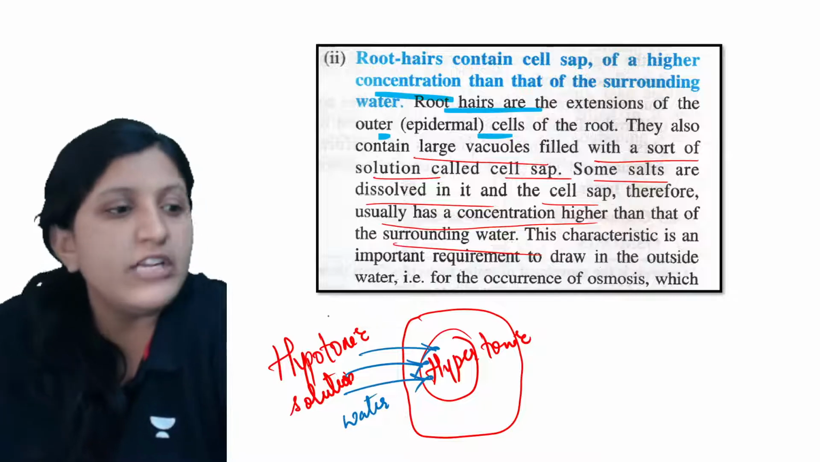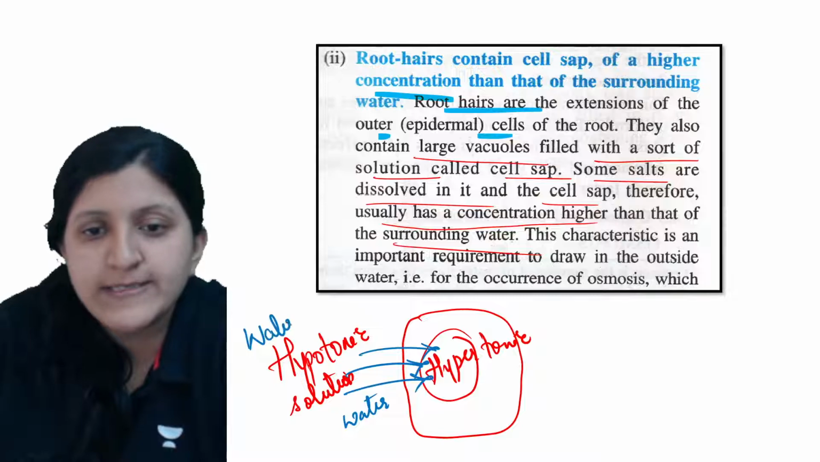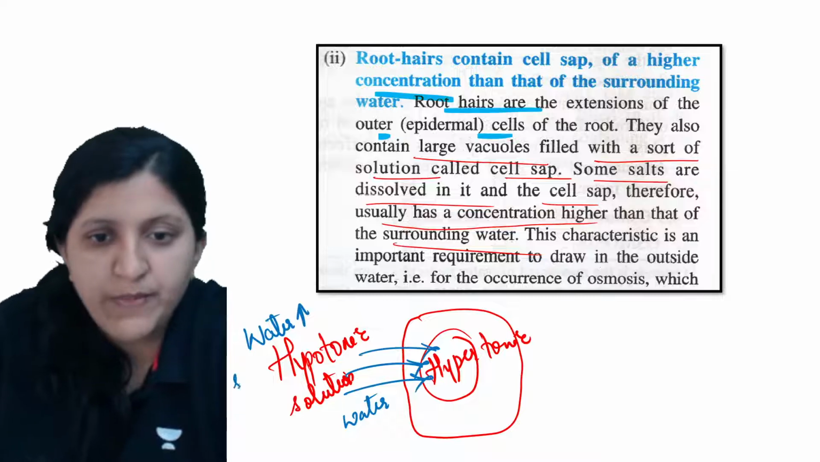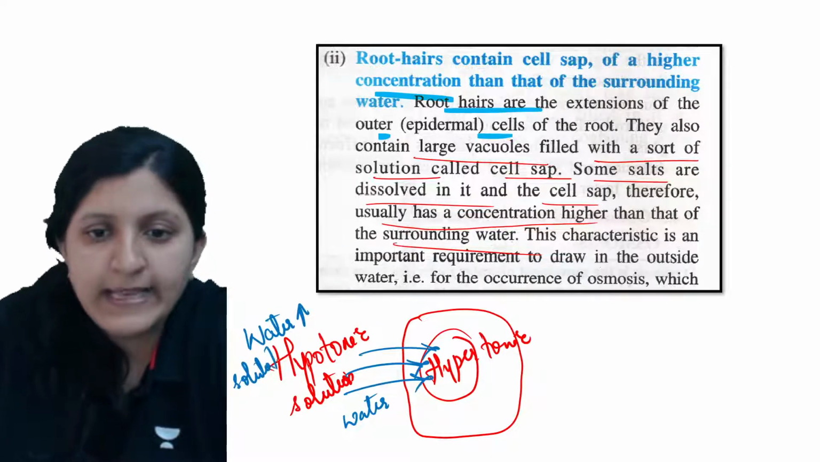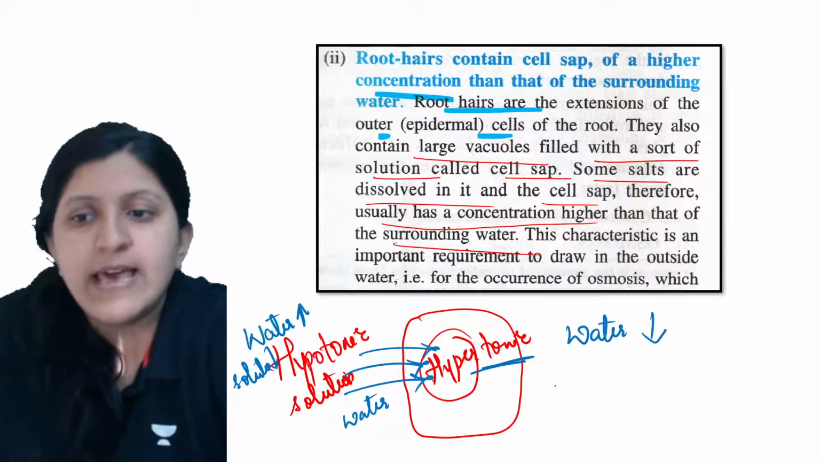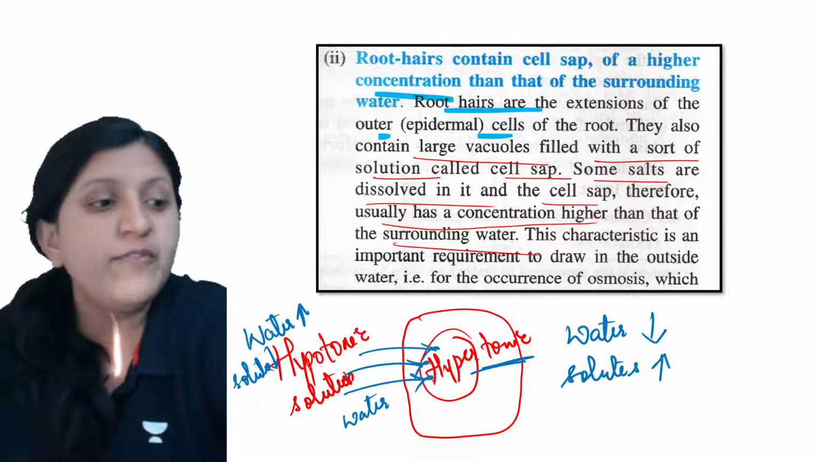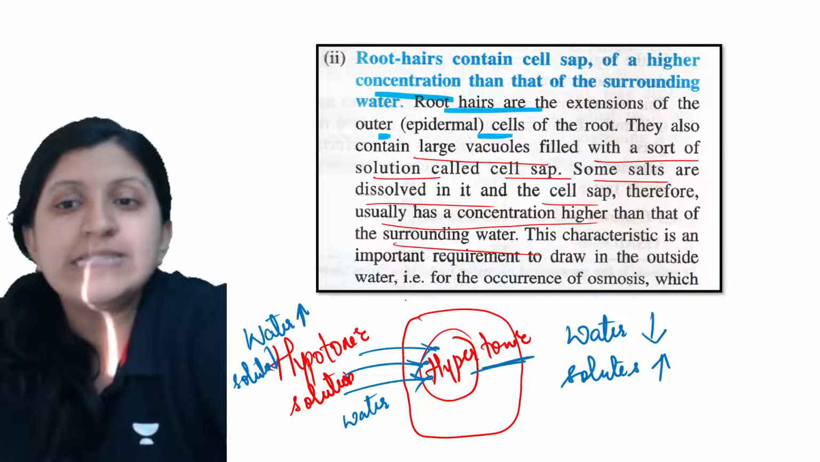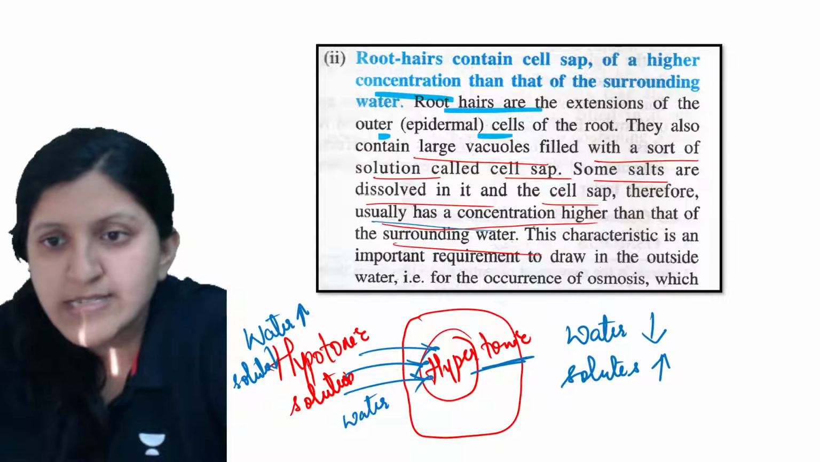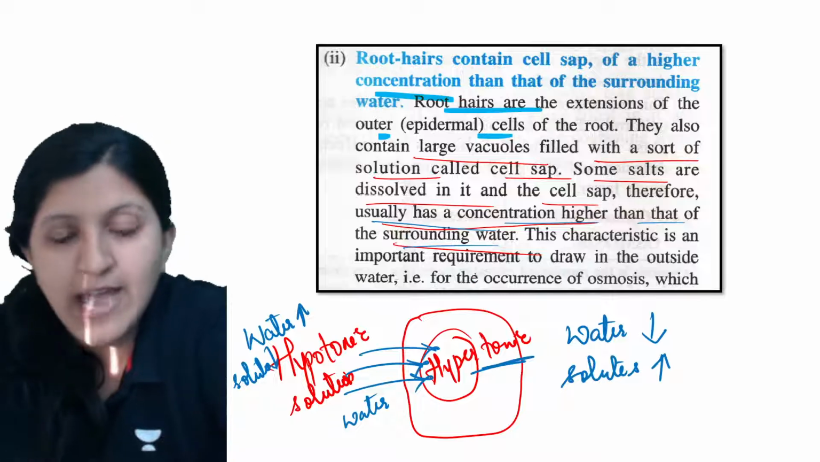What exactly is the condition in hypotonic? In hypotonic the water is more, and the solutes, basically the minerals we mentioned, are less. In hypertonic the water is less but the solutes are more. The cell sap is usually maintained at a concentration higher than that of the surrounding water. So why exactly is this maintained as a high concentration?